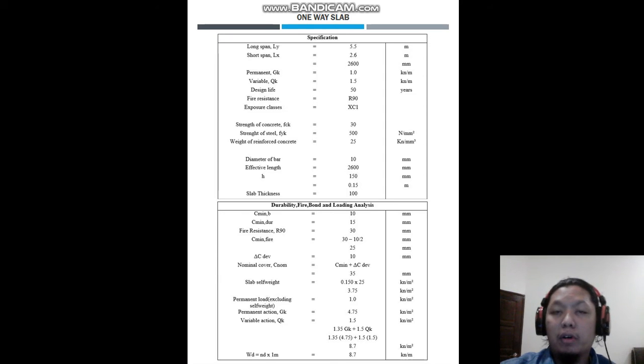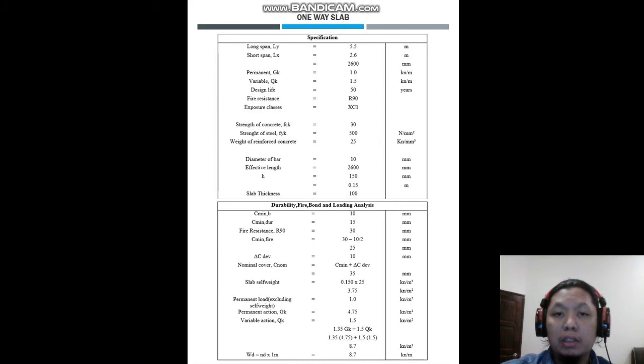The design life of this slab is 50 years, and the fire resistance is R90. Then the exposure class is XC1. The strength of the concrete, fck, is 30, and the strength of the steel, fyk, is 500 Newton per millimeter square, and the weight of the concrete is 25 kilonewton per meter cube. The diameter of bar that we will be using is 10 millimeter, and the slab thickness h is 150.